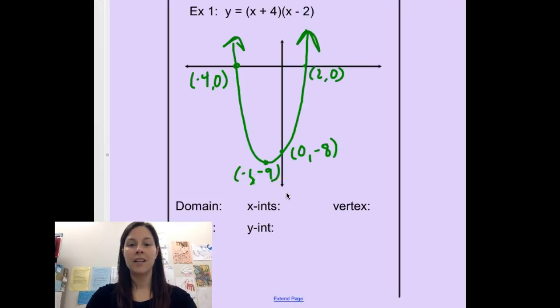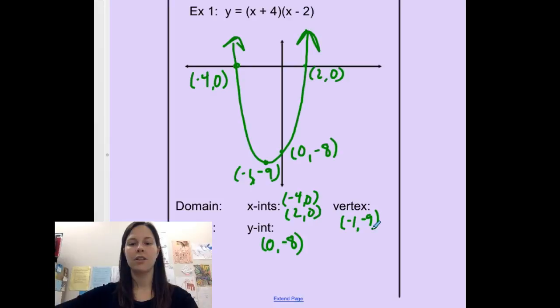All right, getting all of that information where it belongs down at the bottom as well. Those x-intercepts occurred at -4 and +2. The y-intercept was at -8. Our vertex, -1, -9, the turning point of the function. Domain for all quadratic functions is always all real numbers, so we don't have to think too much about that.